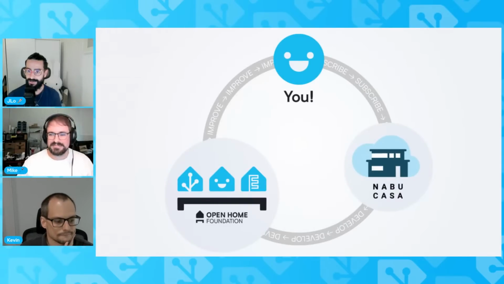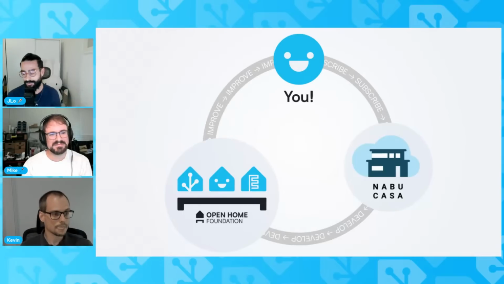We are all here because of you. We all work for Nabokasa. Nabokasa provides Home Assistant Cloud, which is a nice way to give remote access to your Home Assistant instance. And by paying for that service, you help the OpenHome Foundation, which Home Assistant, ESP Home, and many more projects that you will maybe hear in this stream are part of. And this is how we work, more or less. So thank you.